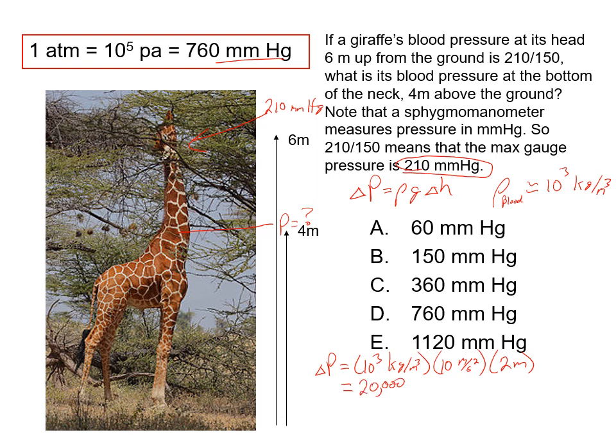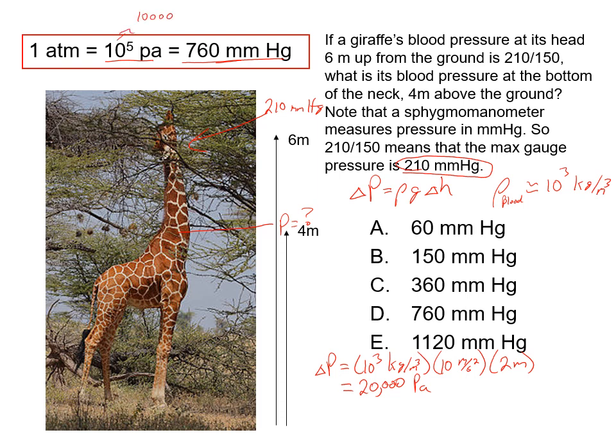Okay, and so then in order to convert that into millimeters of mercury, one thing that we can do is take a look at how many pascals are equivalent to millimeters of mercury and make that conversion. So 10 to the power of 5 is 100,000, like that.